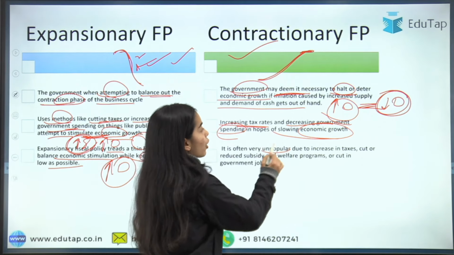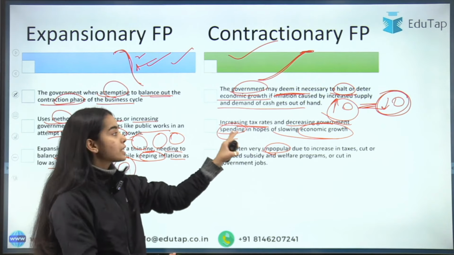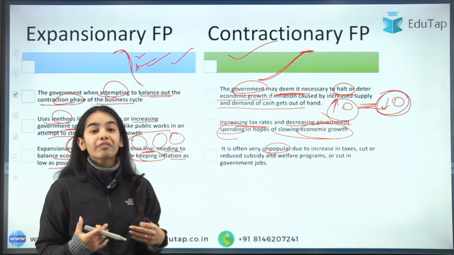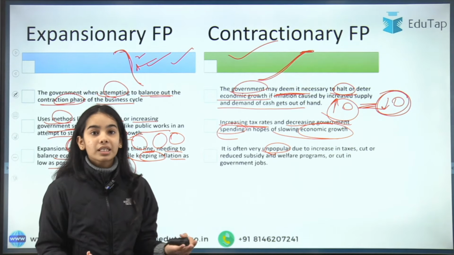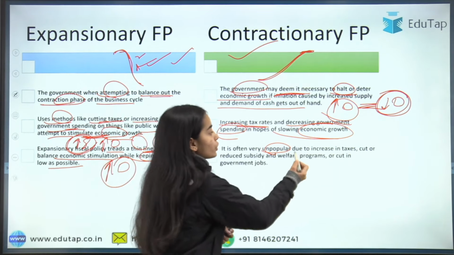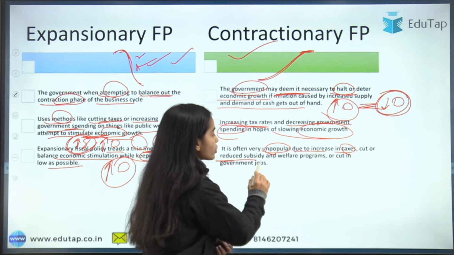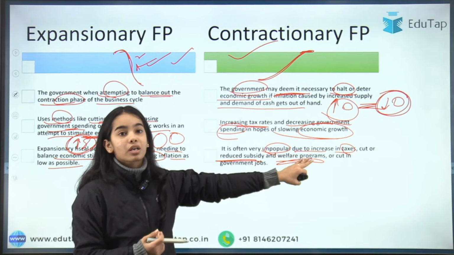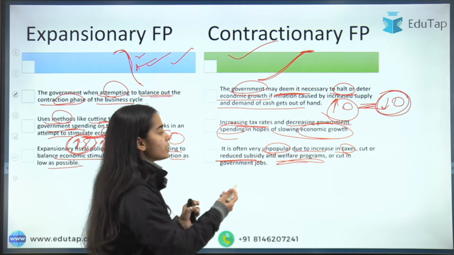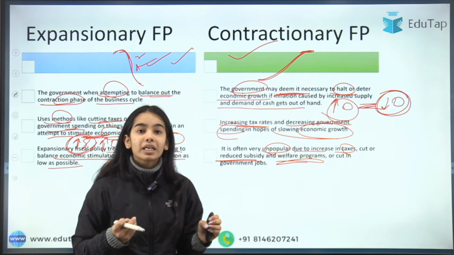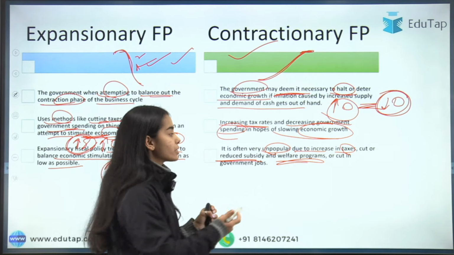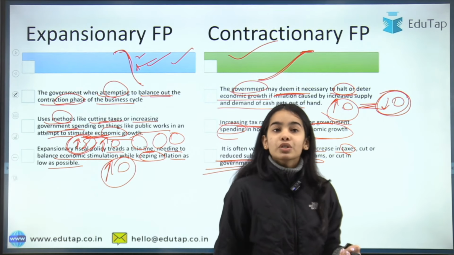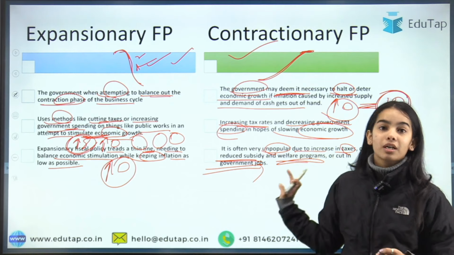The contractionary fiscal policy is often very unpopular, because in this case we are increasing the tax rates. When the tax rates are increased, people are not very happy with the government: why are you increasing the taxes, we want our money. Due to the increase in taxes and reduced subsidies or welfare programs, the government is spending less. People are unhappy that you are reducing our subsidies and welfare programs, or cutting government jobs or public works. So this is the expansionary and contractionary fiscal policy.